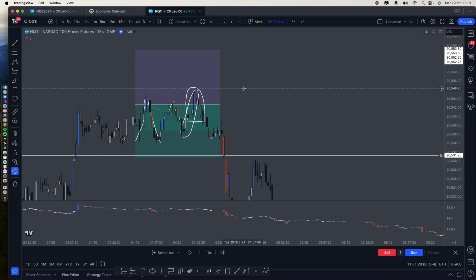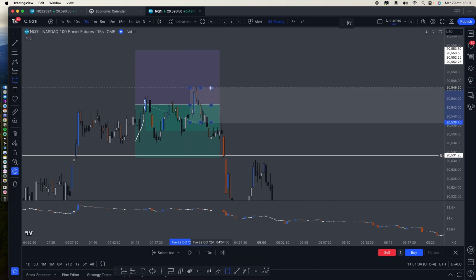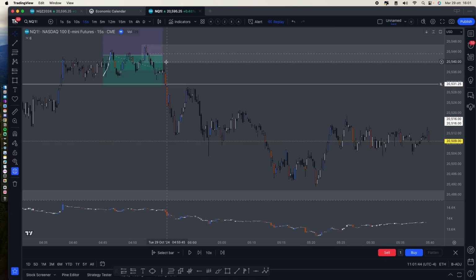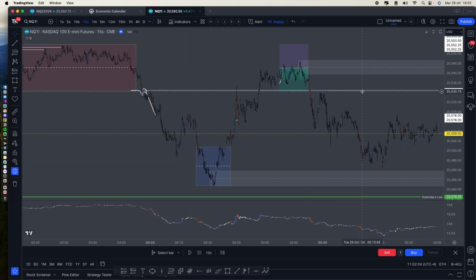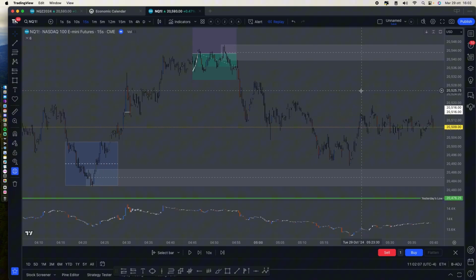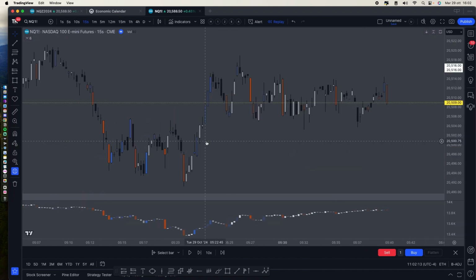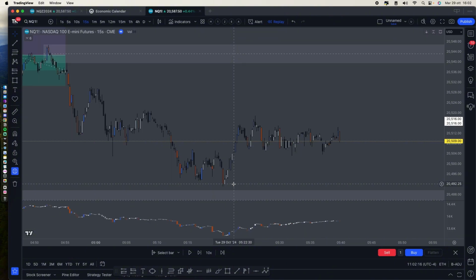What does it mean? It means that we missed testing the zone. Sorry, this zone here. From this zone, from this point, we have this strong displacement. Same old story. If price gets here, not during the opening session, not during big news, probably price will react. Okay. So let's move ahead and look at here.